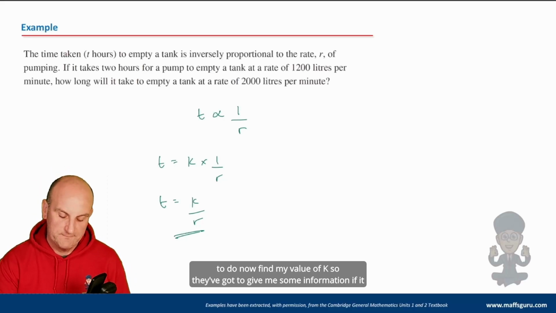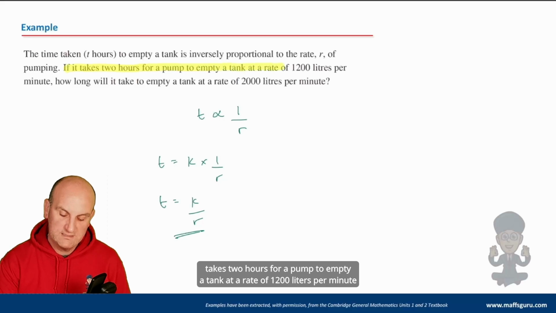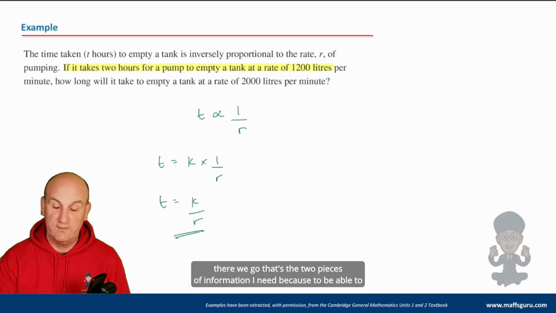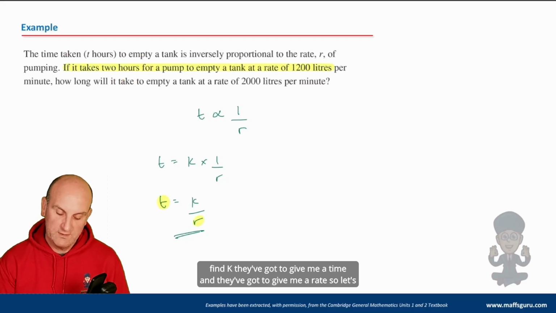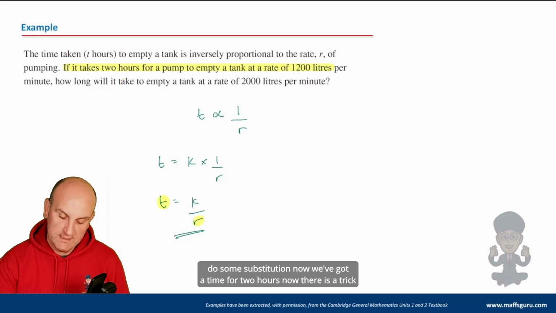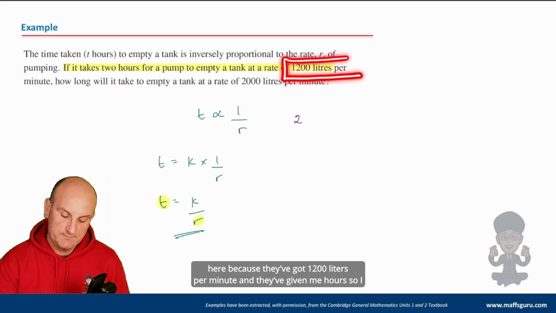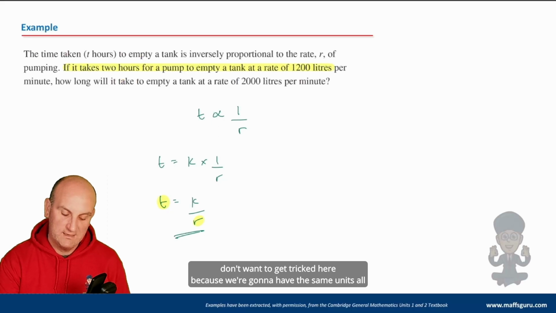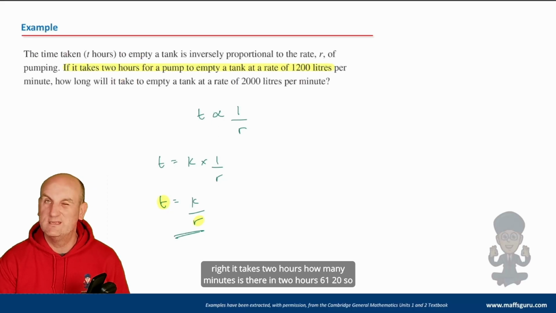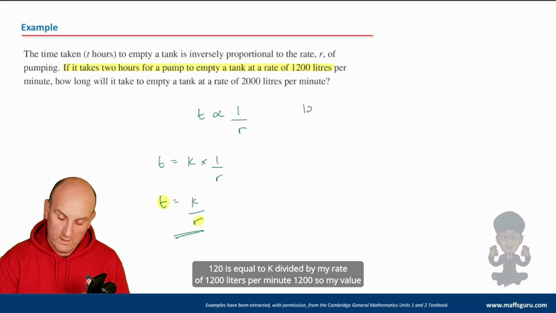So they've got to give me some information. If it takes 2 hours for a pump to empty a tank at a rate of 1,200 litres per minute, well, there we go. That's the 2 pieces of information I need, because to be able to find k, they've got to give me a time and they've got to give me a rate. So let's do some substitution now. We've got a time of 2 hours. Now, there is a trick here, because they've got 1,200 litres per minute and they've given me hours. So I don't want to get tricked here, because we've got to have the same units. Right, it takes 2 hours. How many minutes is there in 2 hours? 120. So 120 is equal to k divided by my rate of 1,200 litres per minute.